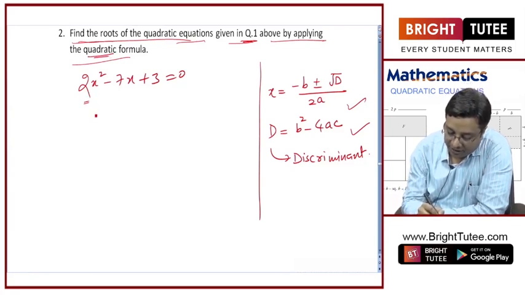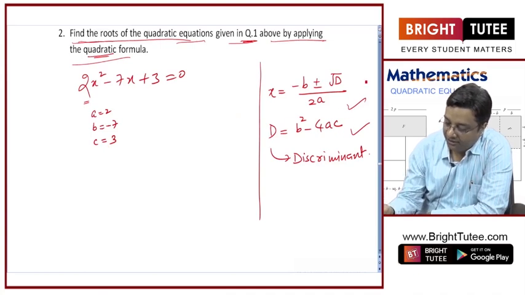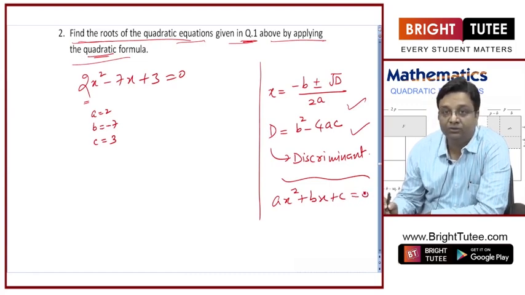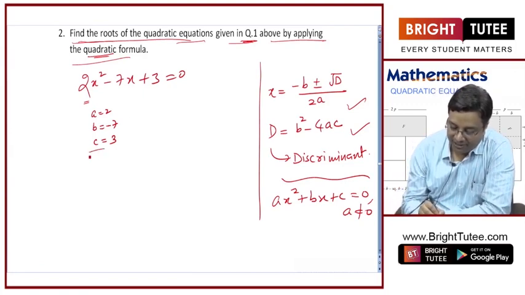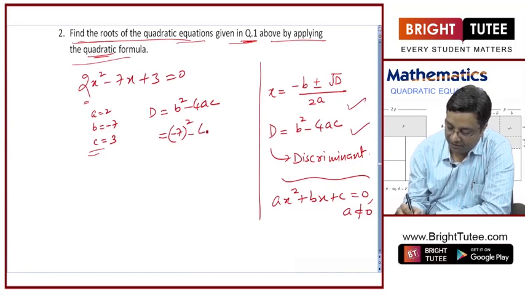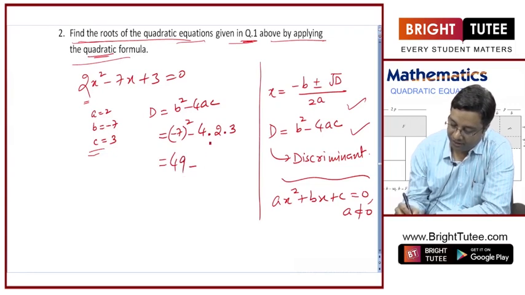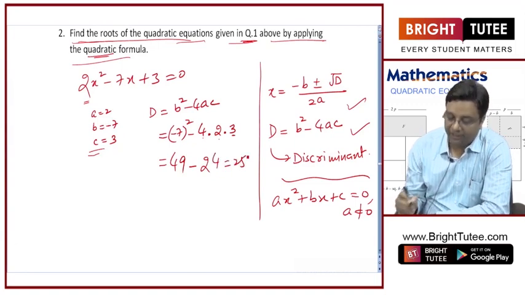So for the sake of clarity, let me tell you, a is equal to 2. What is b? b equal to minus 7, c equal to 3, right? Because here for this formula we are assuming the general form as ax square plus bx plus c equal to 0, where a is not equal to 0, right? So a, b, c are these. What is d? d is equal to b square minus 4ac. So what is b square minus 4ac? It is minus 7 squared minus 4 into 2 into 3. So it is equal to 49 minus 8 into 3, 24, which is equal to 25, right?